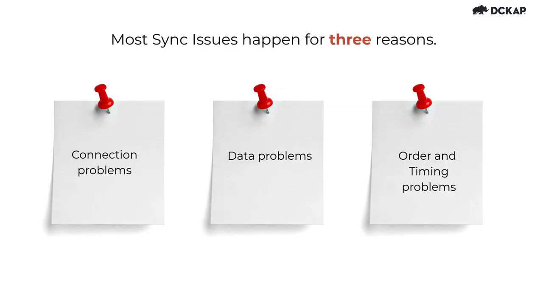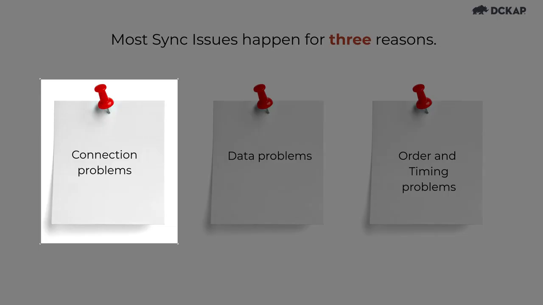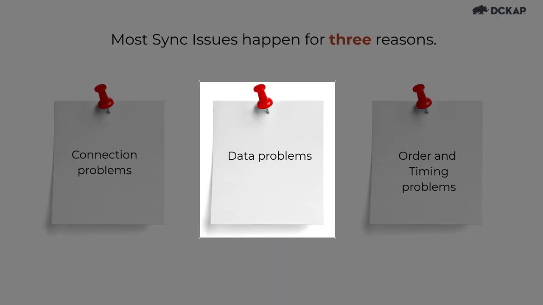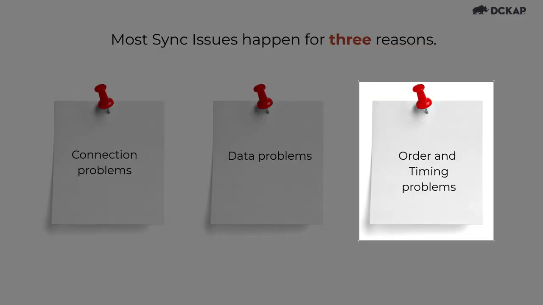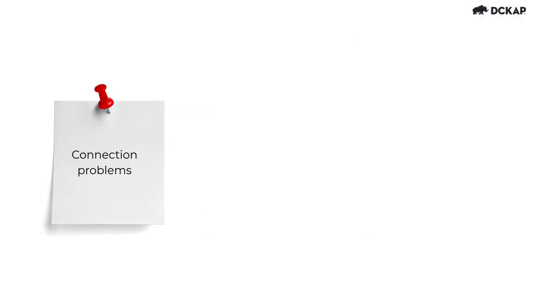Most sync issues happen for 3 reasons. Connection problems, the system cannot connect. Data problems, some data is wrong or missing. Order and timing problems, the sync is running at the wrong time or in the wrong order. Let's begin with the connection problems.